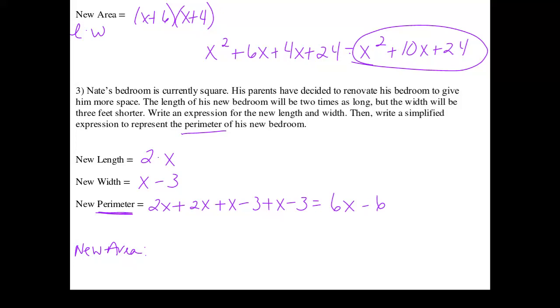If instead you misread that direction and found area, which again, I assume a lot of you probably did, and that's okay. We're multiplying here, so you'd take 2x times the x minus 3, and in this case, you can just distribute. So we'd get 2x squared minus 6x.